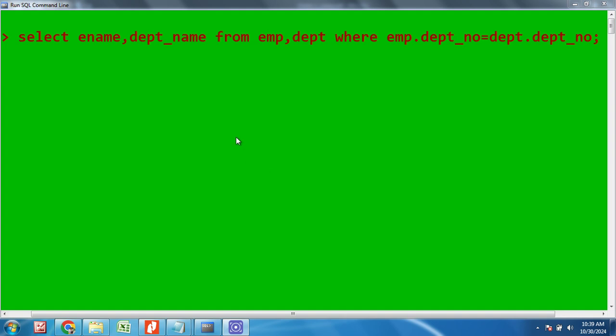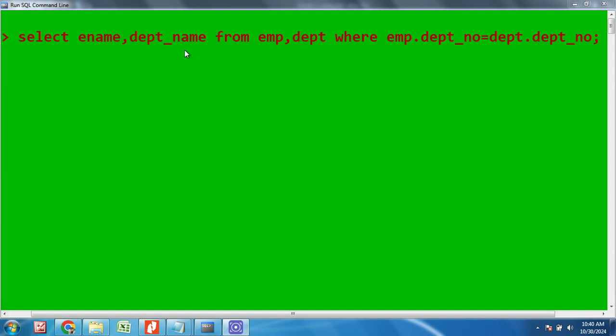So we have two tables, EMP and DEPT, and here we are matching the equal values. We have written the command as select ename, DEPT name from EMP and DEPT. So we want to see the employee name and department name. Department name is not present in EMP table and ename is not present in DEPT table. So to see both values, we need to observe two tables, EMP table and DEPT table.